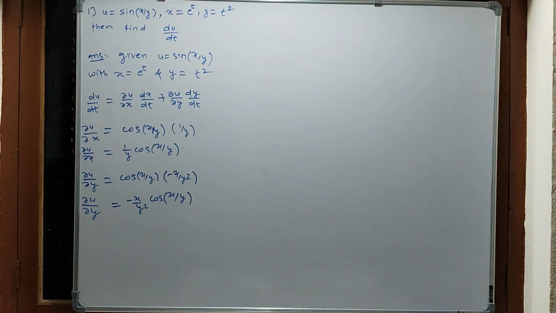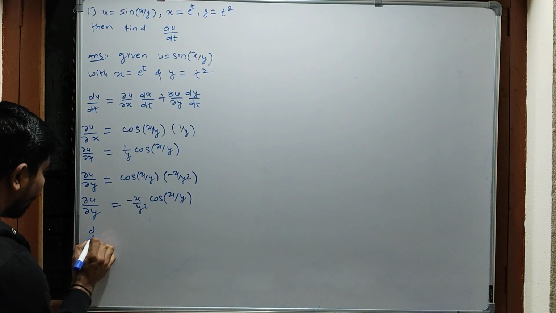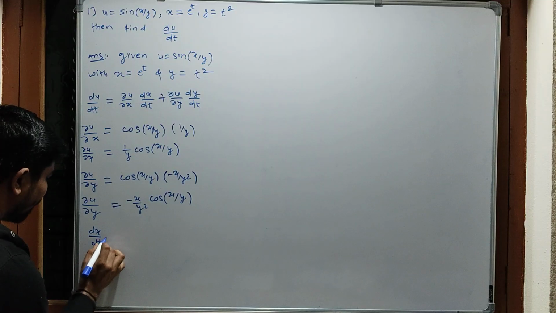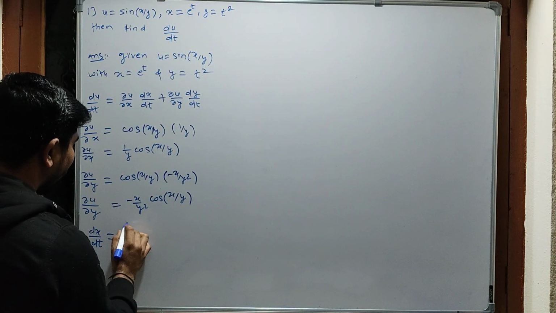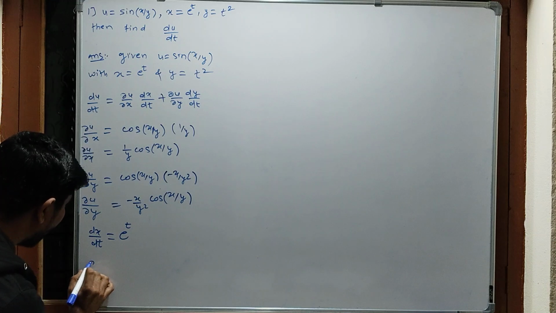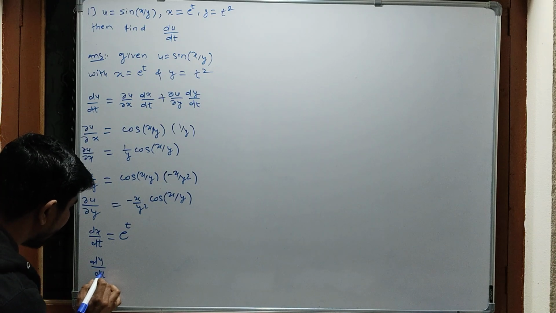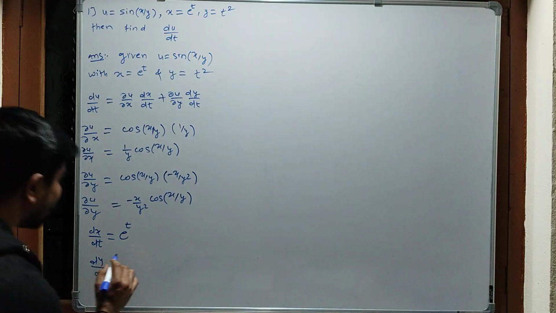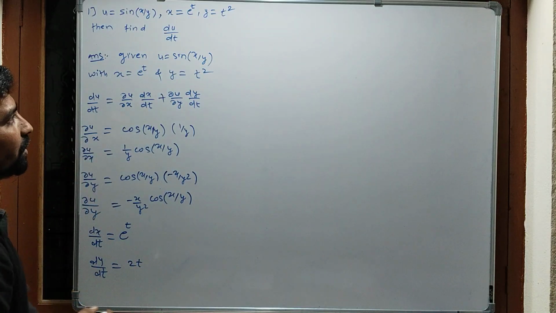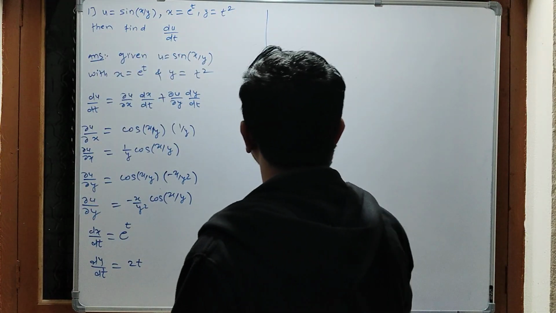Now I want to find dx by dt and dy by dt. Here x equals e to the power t, so dx by dt is simply e to the power t. And dy by dt: y is t square, and the derivative of t square is simply 2t.